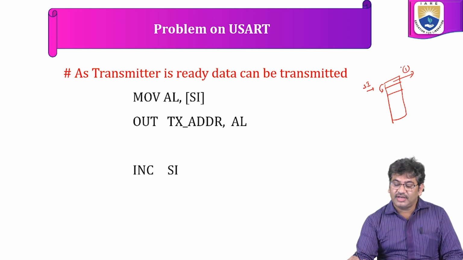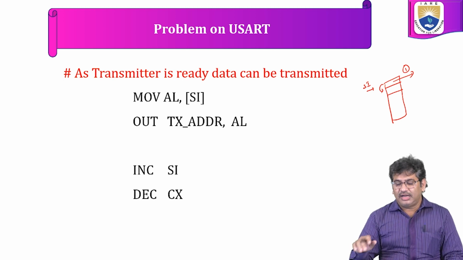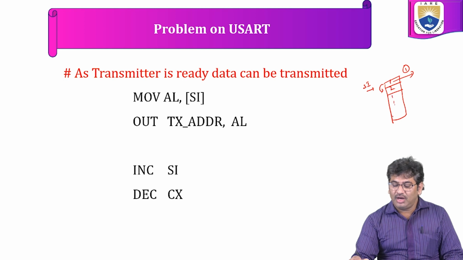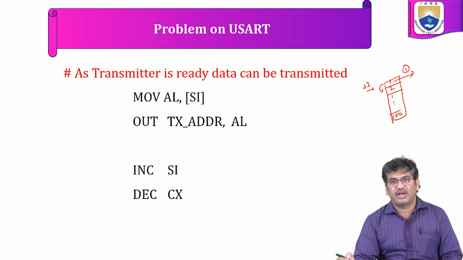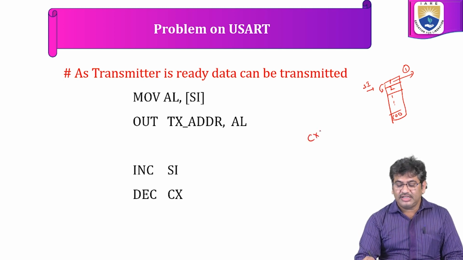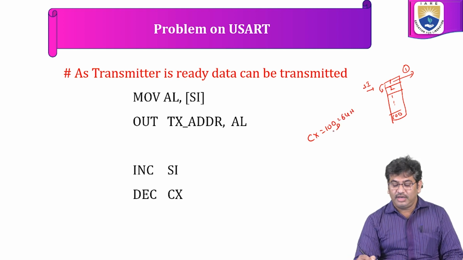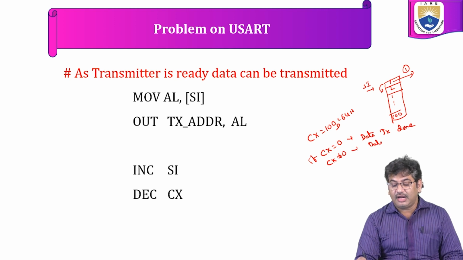As one data is transferred, we are going to decrement the count, that is DEC CX. This transmission has to take place 100 times because we want to transmit 100 bytes. So we will check whether CX is 0 or not. Initially CX is 100, which is equivalent to 64H. If CX is equivalent to 0, it indicates the entire data transmission is done. If CX is non-zero, that indicates data transmission is not completed.